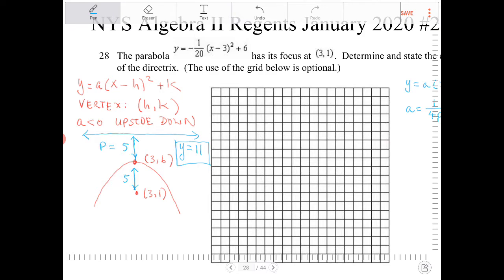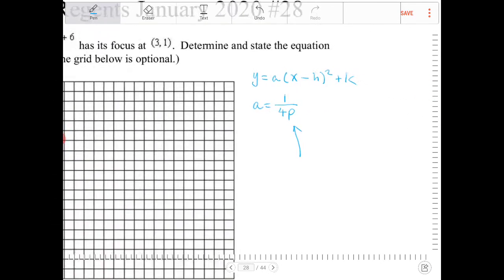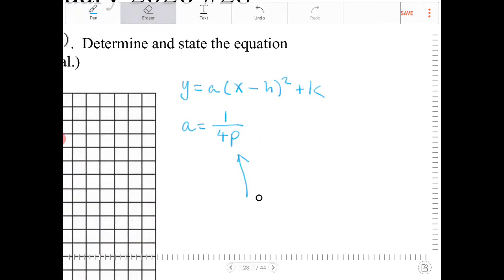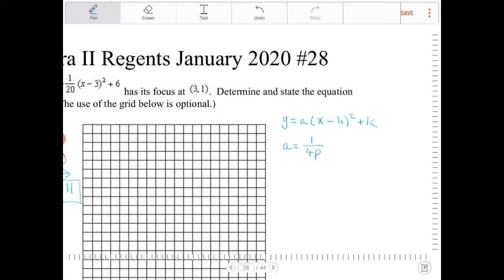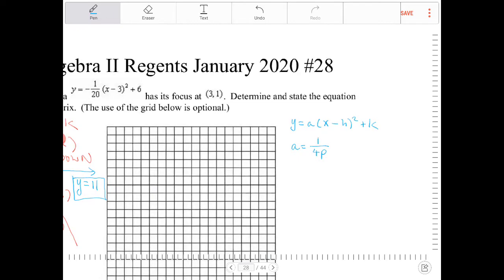So p represents the distance that the directrix is away from the vertex. It also represents the distance that the vertex is away from the focus. We can calculate what p is just by looking at the equation. The equation right now is negative 1/20 (x minus 3) squared plus 6, right? So that means my a value is equal to negative 1/20, which means if that's the case, I can easily solve for what p is.